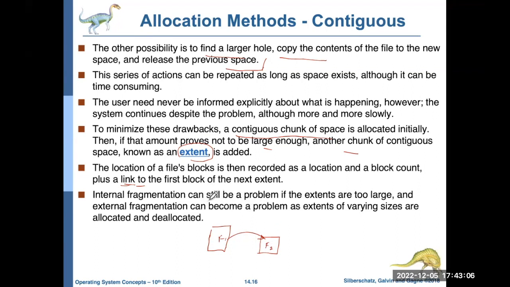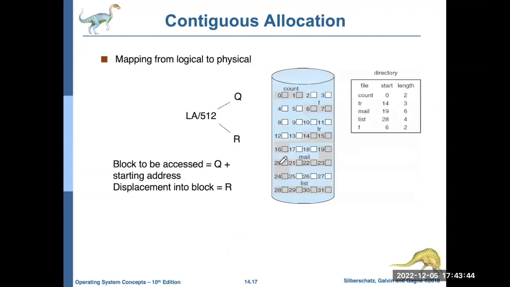Now, internal fragmentation can still be a problem if the extents are too large, and external fragmentation can become a problem as extents of varying sizes are allocated or deallocated. So what does it mean? That there are some solutions for handling these problems, but each and every solution is impacted by either internal fragmentation or external fragmentation. So no approach is very useful, and every approach is suffering from certain problems.